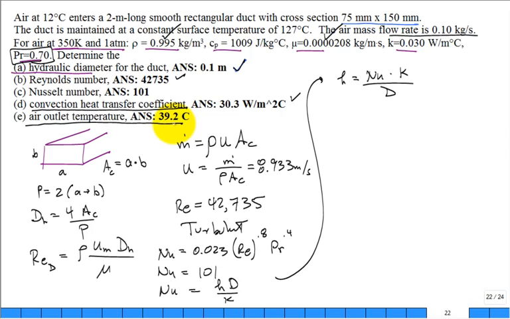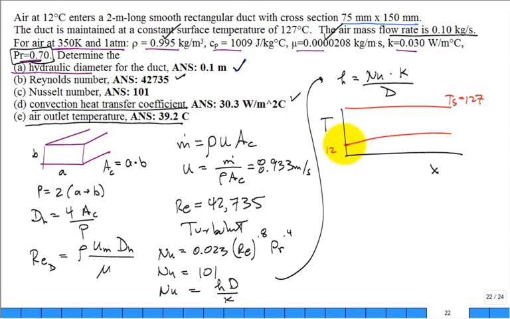How do I get the outlet? Well, do you remember our discussion about the temperature as a function of location? In this problem, our surface temperature is 127 constant. And we come in at a really low temperature of 12 degrees C, and it's going to maybe crawl a little bit or really get up there and go out at nearly the temperature of the wall. Surface temperature, right? We don't know.